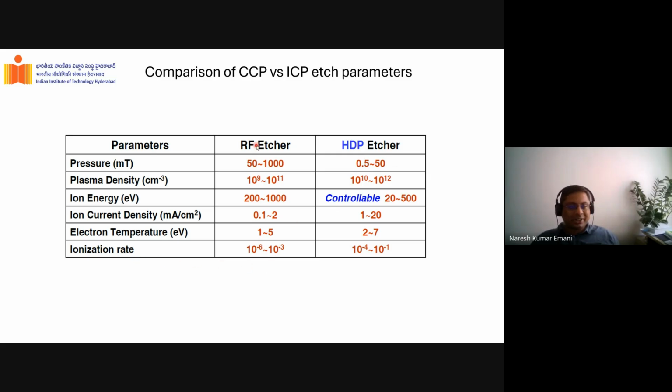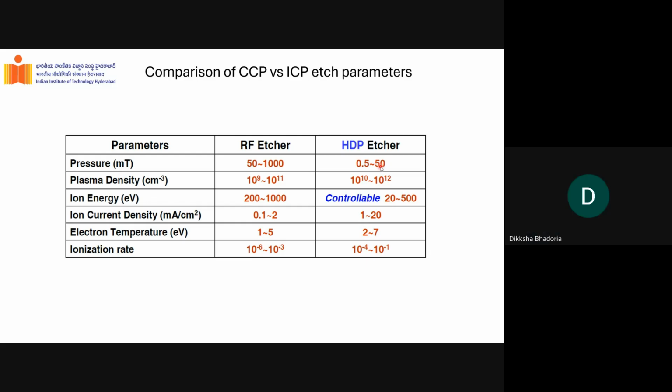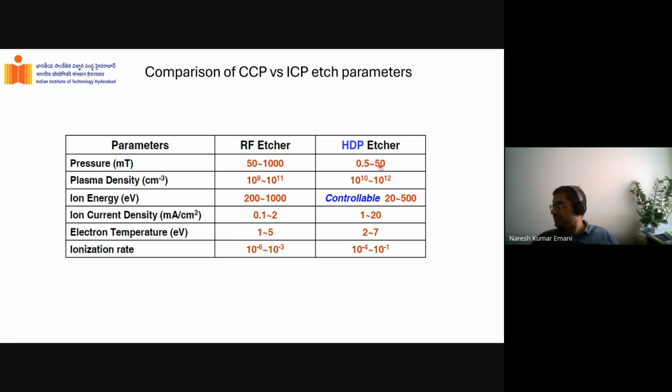Anyway, the main point is, what is the pressure? If you have ICP systems, you can actually get much lower pressure. Why is low pressure important? To reduce the mean free path. Well, that is one answer. What else?